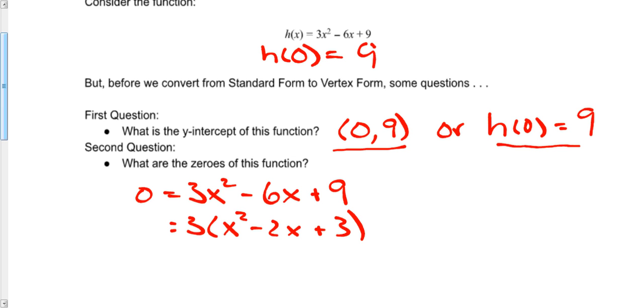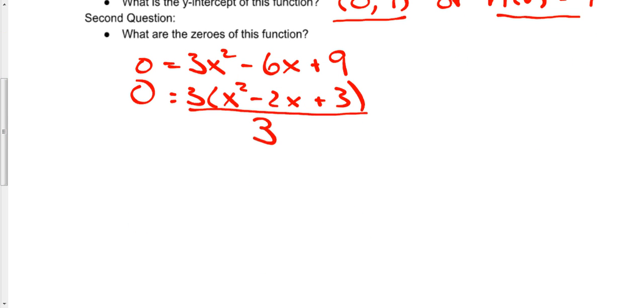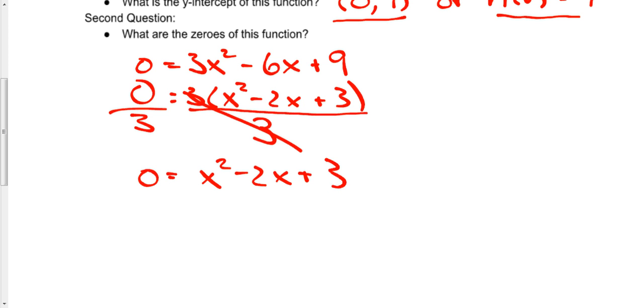Now what? Oh, that equals 0, right? Before I do that, how do I get rid of that 3? Divide both sides by 3. So this side divided by 3. Let me scroll up. That side divided by 3. The 3's go away, right? This side divided by 3 is what? 0 equals x squared minus 2x plus 3. That looks a lot better, doesn't it? Yes. All right, now what?